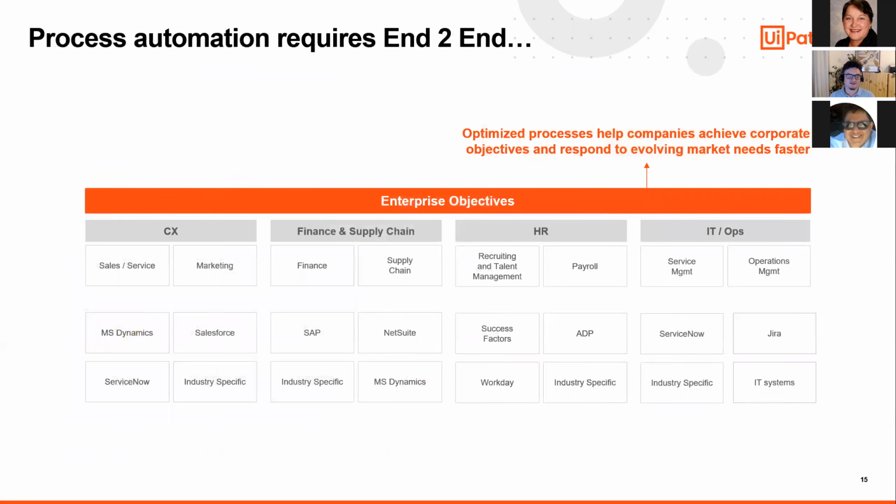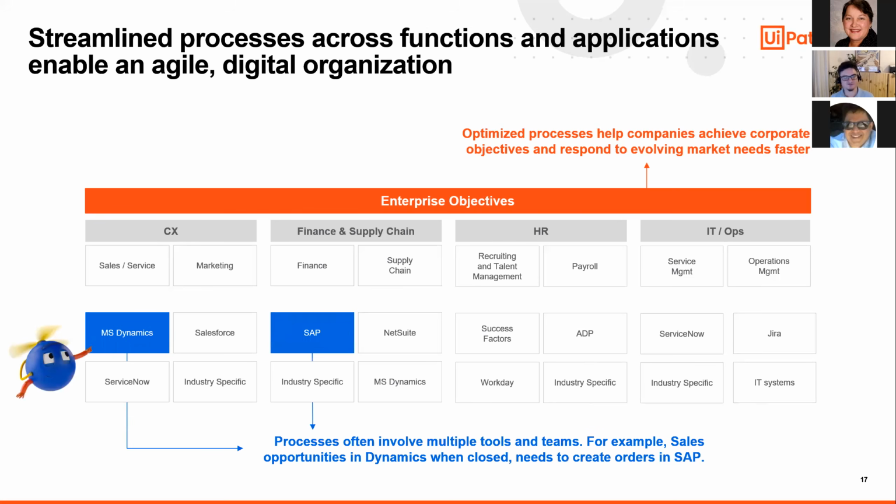So just to dive a little deeper, in an enterprise you have solutions from customer experience, from finance and supply chain to HR to IT ops, many different solutions. And the problem is process spans all across these systems. For instance, you might have a process that starts in Dynamics when an opportunity gets closed, and then you need to create an order in SAP, right? Completely different user interfaces, two logins, or handing data from one system to another, right?